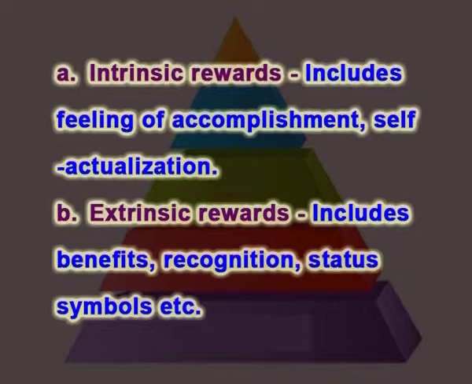It is a primary motivator which satisfies the financial needs of a family. Once the basic financial needs are satisfied, individuals look for other needs. Number 2, rewards and considerations. Rewards and considerations include intrinsic rewards, which include feeling of accomplishment and self-actualization. Extrinsic rewards include benefits, recognition, status symbols, etc.